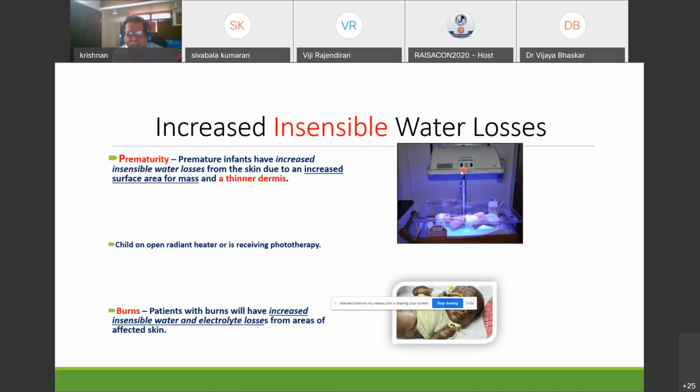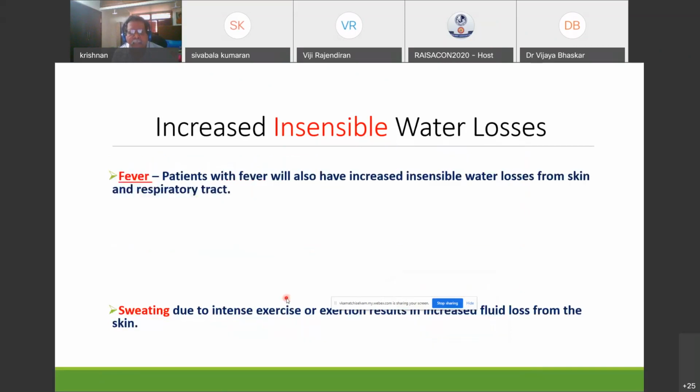And any child on radiotherapy will be losing heat, losing water, that is insensible loss. So you may have to increase your maintenance fluid. A child with burns will have increased insensible water loss and electrolyte loss. So you may have to increase the amount of water you are going to give as maintenance fluid. When the patient has fever, there is going to be lots of water loss through the respiratory tract and the skin. So you will have to increase your maintenance fluid.